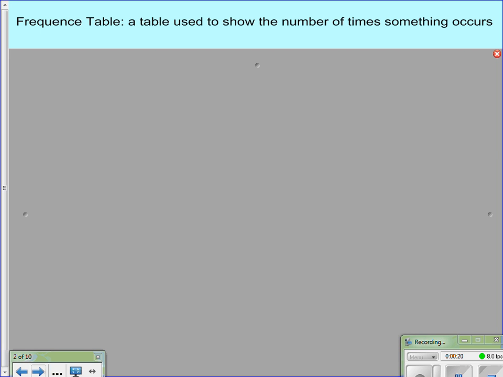A frequency table is a table used to show the number of times something occurs. This can be used to gather our data. So we're needing to show the number of times something occurs.